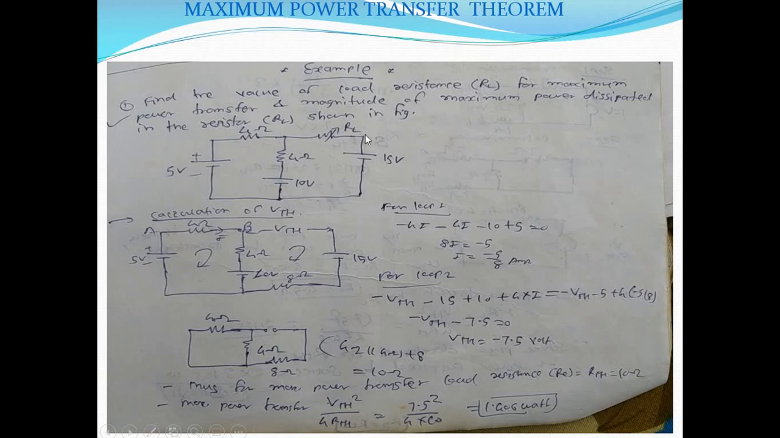And what is the other sub question? Calculate the maximum power transferred value. So maximum power transfer is equal to VTH square upon 4 RTH. VTH is 7.5, so 7.5 square upon 4 into RTH 10. So it is 1.406 watt. So this is one simple numerical.